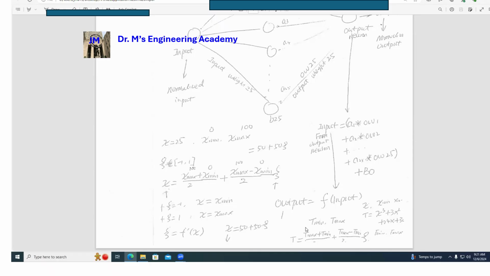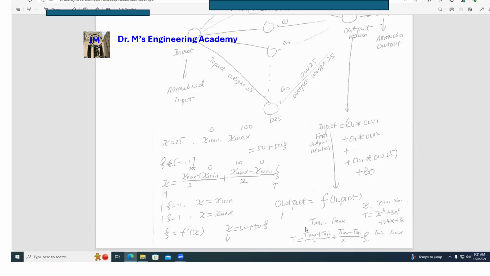So the inverse: after we get this one, we can write zeta in terms of x. So this is how we do the normalization. You can see for our case, if we use x minimum 0, x maximum 100, x equals 50 plus 50 zeta, and then you can easily write zeta as a function of x.